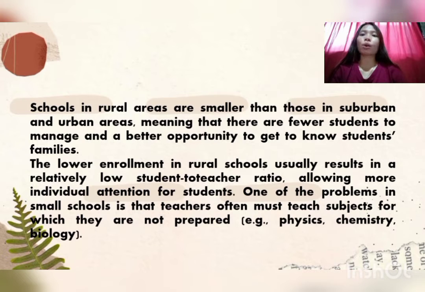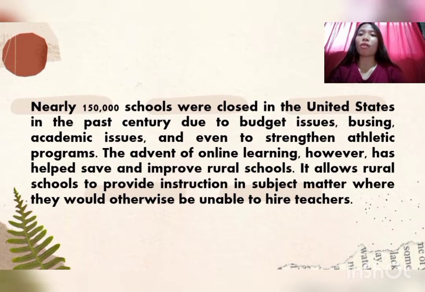The lower enrollment in rural schools usually results in a relatively low student-to-teacher ratio, allowing more individual attention for students. One of the problems in small schools is that teachers often must teach subjects for which they are not prepared, for example, physics, chemistry, or biology. Schools often do not have sufficient resources to offer foreign language classes, technology education, music, art, or advanced placement courses. However, satellite connections in some rural areas allow students to take such courses via distance learning.